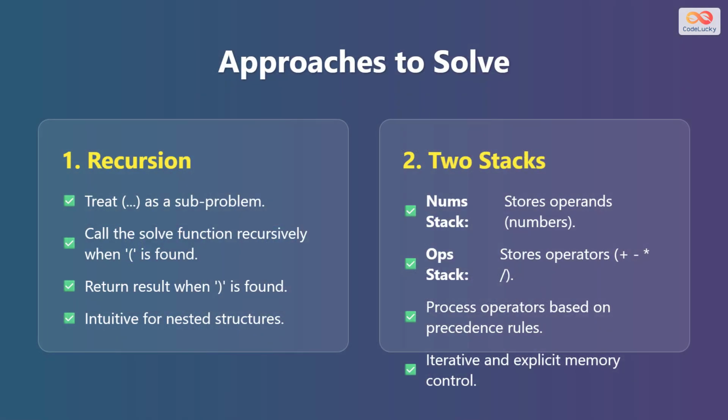There are 2 common ways to implement this. The first is recursion. Since an expression inside parentheses is just a smaller subproblem, we can call our solve function recursively. The second approach, which we will focus on, is using 2 stacks explicitly. One stack holds the numbers and the other holds the operators. This gives us fine-grained control over the evaluation process.